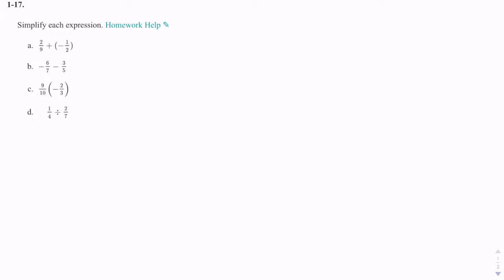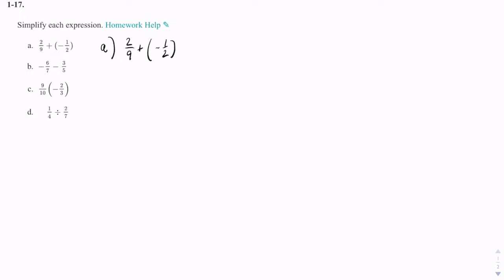Okay, for the 17, they want us to simplify expressions, right? So they want us to get our fraction work back. So let's do these. So for A, I have 2/9, and I want to add -1/2. Whenever we add or subtract fractions, we need a common denominator, right? So the common denominator we get is 18, right? So how am I going to get that?